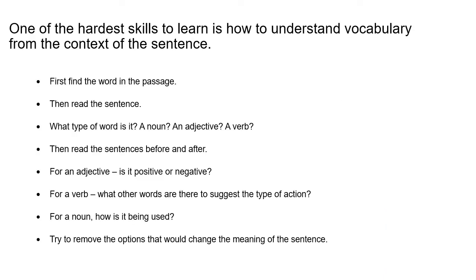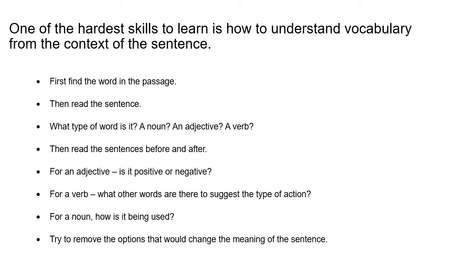Now, one of the hardest skills to learn is how to understand vocabulary from the context of a sentence. This is difficult because the vocabulary that you are given will normally be words that you have never seen before. It's also difficult because in English, like in many other languages, words have different meanings according to how they are used. So when we say understand it from the context, what we mean is understand the meaning of a word as it is used in a sentence in this type of situation. So how do we do it?